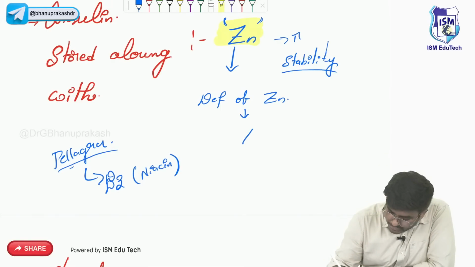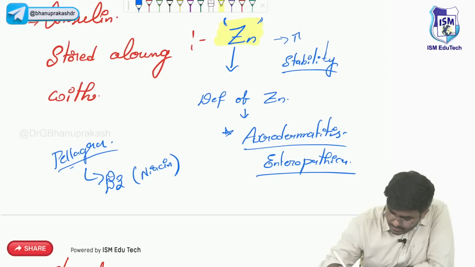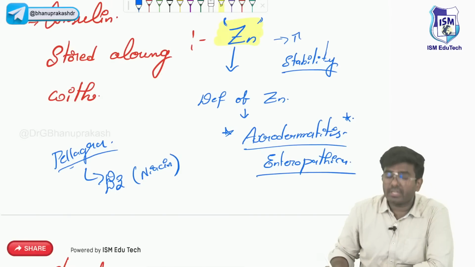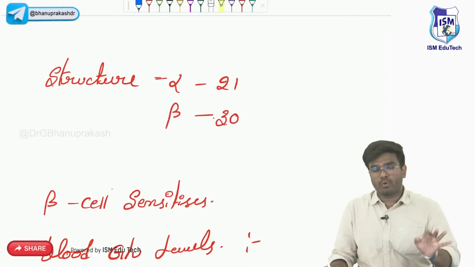It is acrodermatitis enteropathica. Very, very important disease. So deficiency of zinc causes acrodermatitis enteropathica. Never ever forget this before going to the exam.